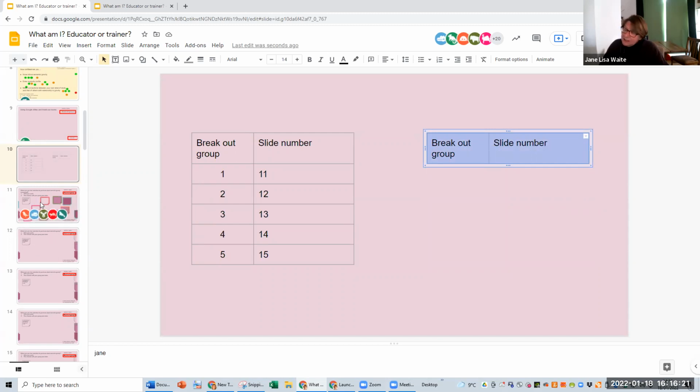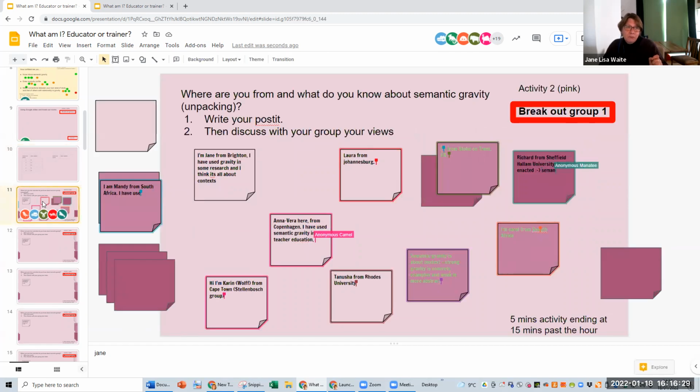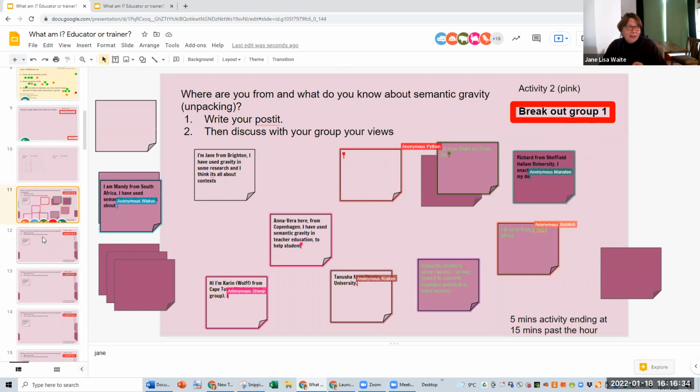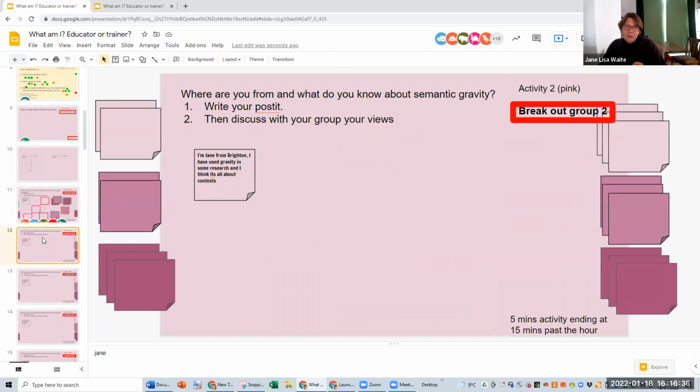and then you need to do your stickers. You need to do your breakout rooms. I don't know if I've explained this very well. If you're in breakout group number 1, then you would write on page 11. If you are breakout group number 2, then you would do it on page 12. If you are breakout group 3, because Steve's doing that, then you would write on 13. And if you've already done your sticker, then you can just move it to the right page. Okay, so do your stickers and then talk about your knowledge of semantic gravity in your breakout groups.